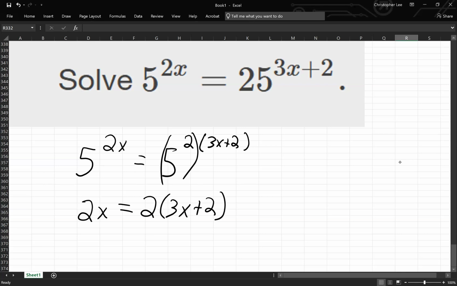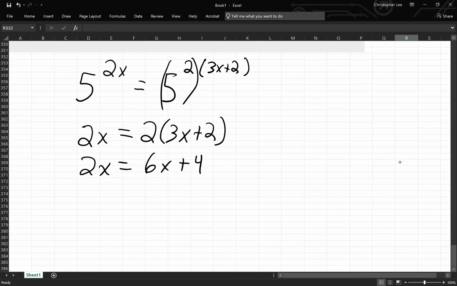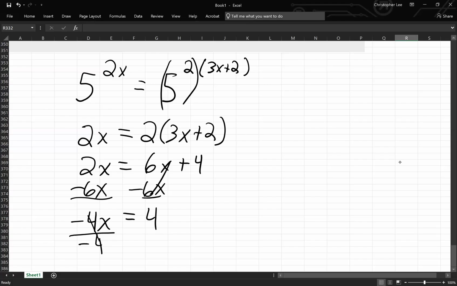What should I do next? Distribute. All right. So 2x is equal to what? 6x plus 4. Next. 6x. All right. Good. What's next? Good. Exactly. All right. Good job, everyone.